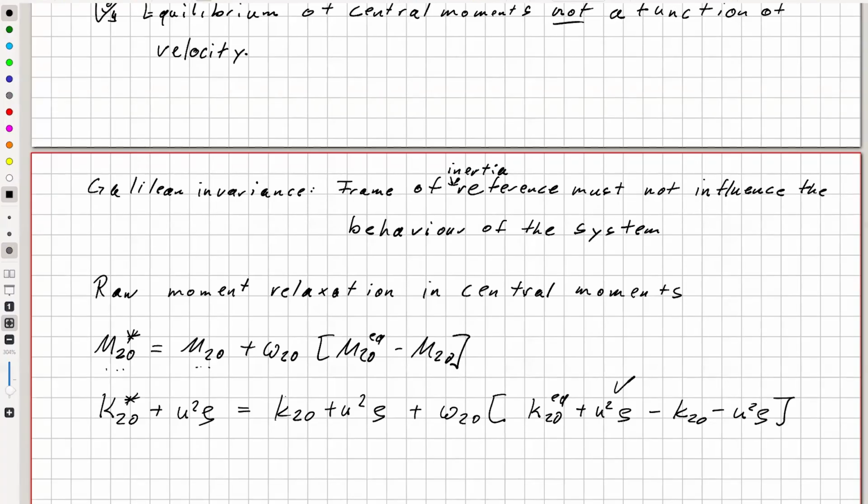So now what do we observe? We can eliminate these against these and these against these and get K20 after collision is K20 plus omega 20 times K20 equilibrium minus K20. Is this good or bad?